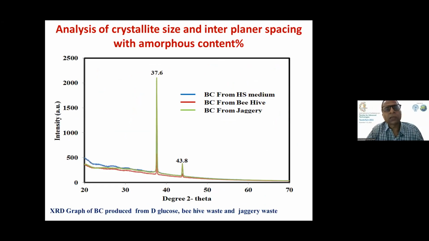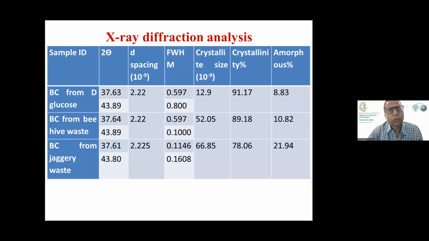The analysis for crystal size and other planar spacing with amorphous content we conducted with X-ray diffraction, and we found that the D spacing was 2.22 in case of HS media and 2.225. So this is almost the same. So the crystal structure is not changing by changing the media. Crystalline content or crystal size means the dimension of z-axis: 12.9 nanometer, 52.05, 66.85. So here the difference is significant. That means in case of Zagari waste, bigger size crystals are forming, but the total crystallinity is less.